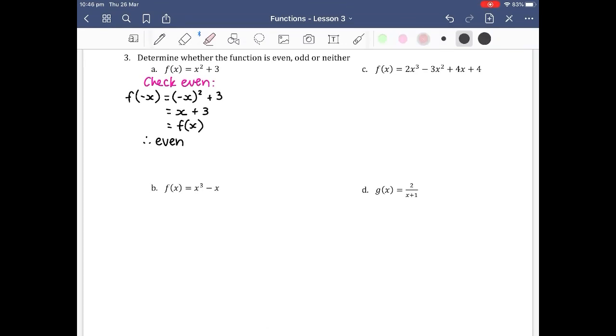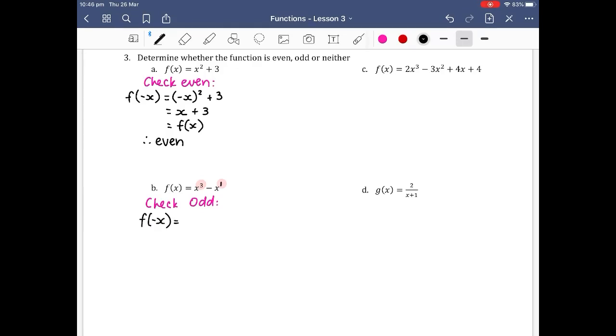Okay, looking at b, because these powers here are odd, and that would be a 1 if we were looking at it, because we have an odd power, we're going to check for odd.